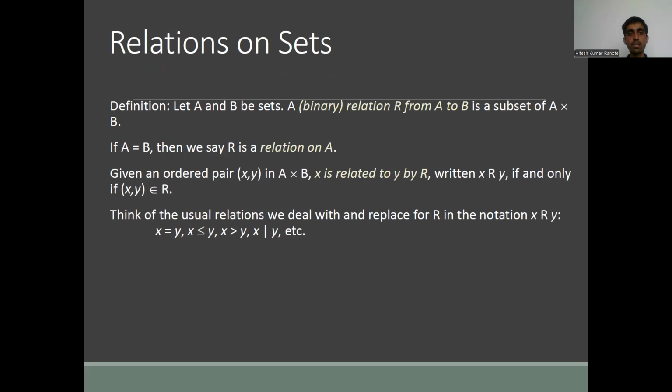Relation on a set. Let us have two sets A and B. A binary relation R from A to B is a subset of A cross B. If A is equal to B, then we say R is a relation on A. Given an ordered pair (x, y) in A cross B, x is related to y by R, written xRy, if and only if (x, y) belongs to R.